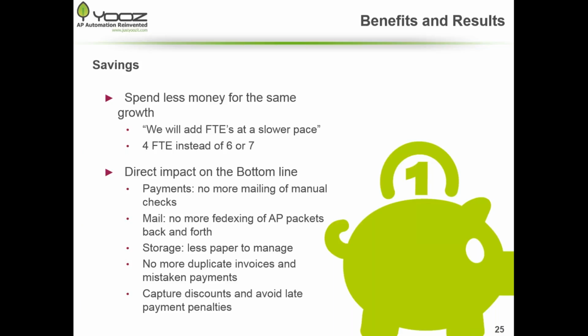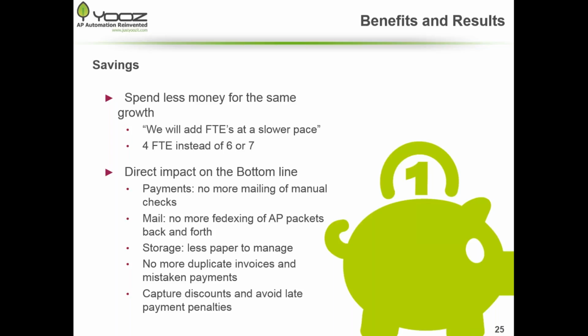And the next benefit, last benefit, is savings. So they're really spending less money for the same growth. We have a direct impact on the bottom line. So no more mailing of checks due to the payment that is being sent from Use to Intact. So the order for payment that is being sent from Use to Intact, Intact is automatically generating the payments and sending them off to the suppliers.